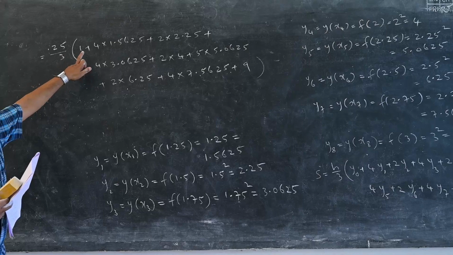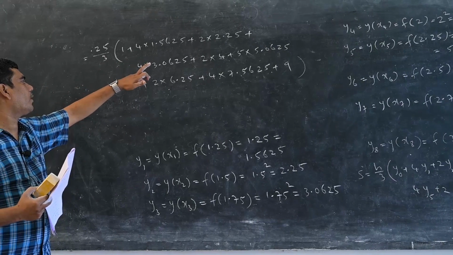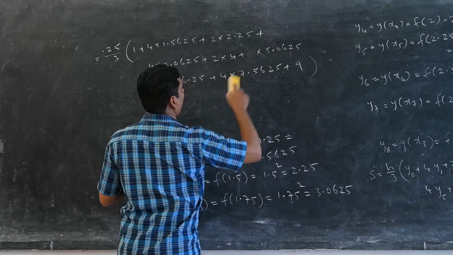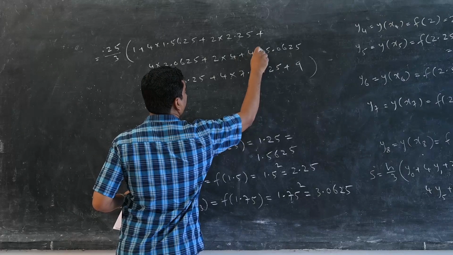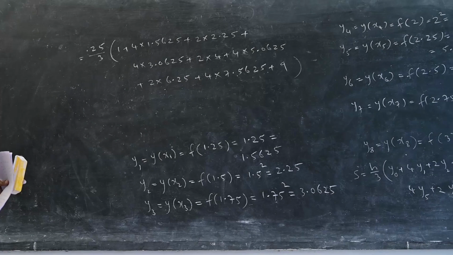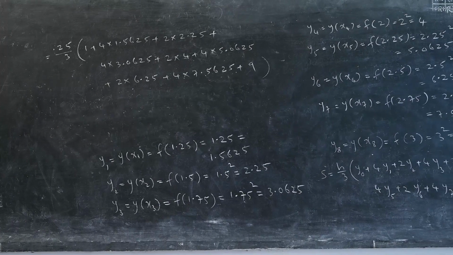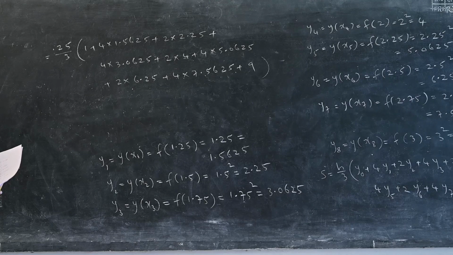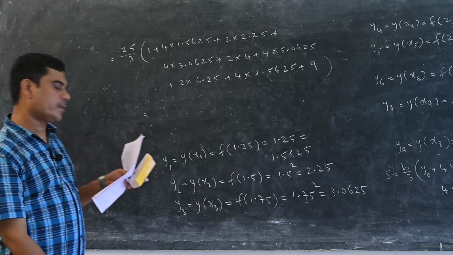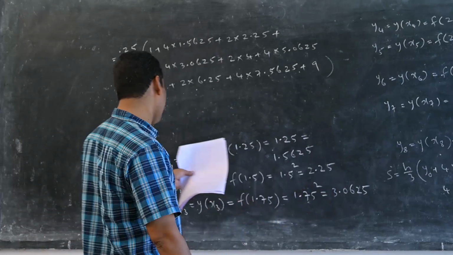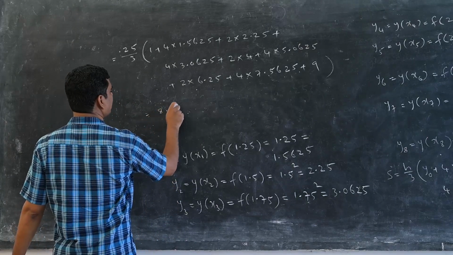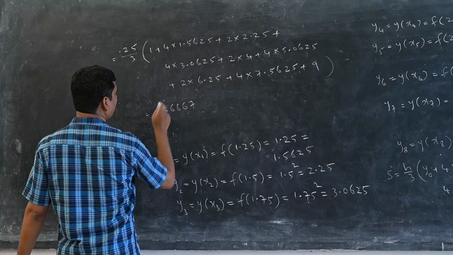h by 3 into y0 plus 4y1 plus 2y2 plus 4y3 plus 2y4 plus here it is 4, here it is 4, here it is 4. 4 into 5.0625 plus 2 into 6.25 plus 4 into 7.5625 plus 9. So find the value of this using a calculator. The value that we obtained is 8.6667. This is the value that we obtain.